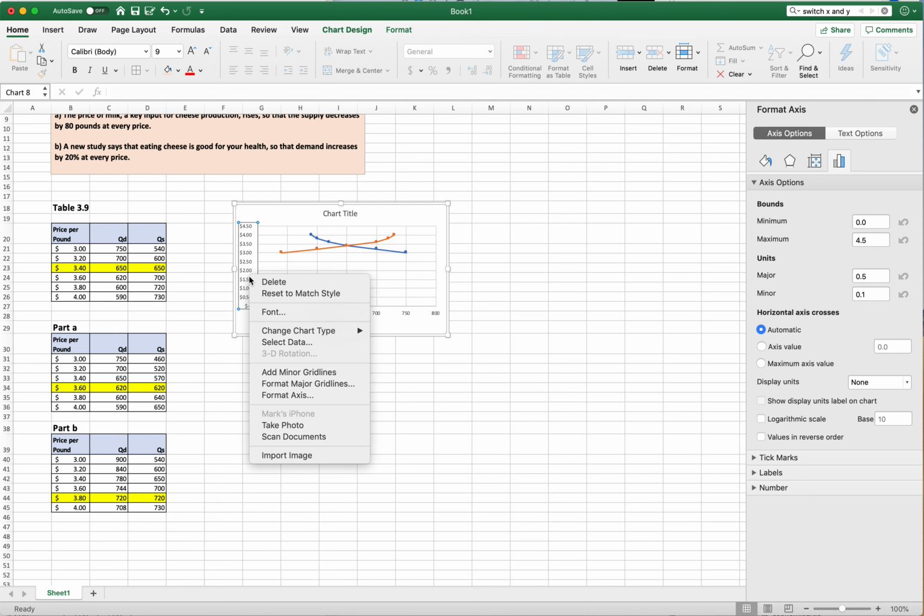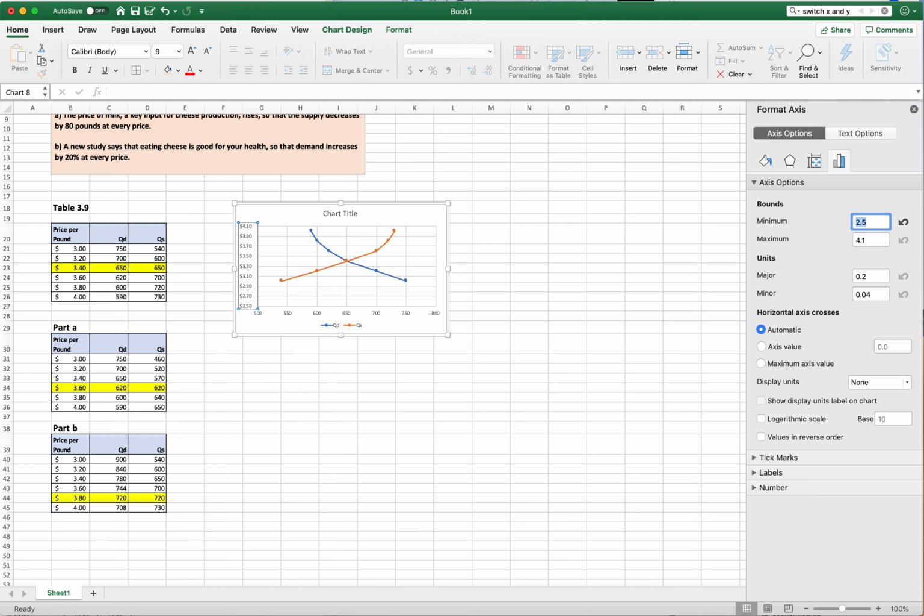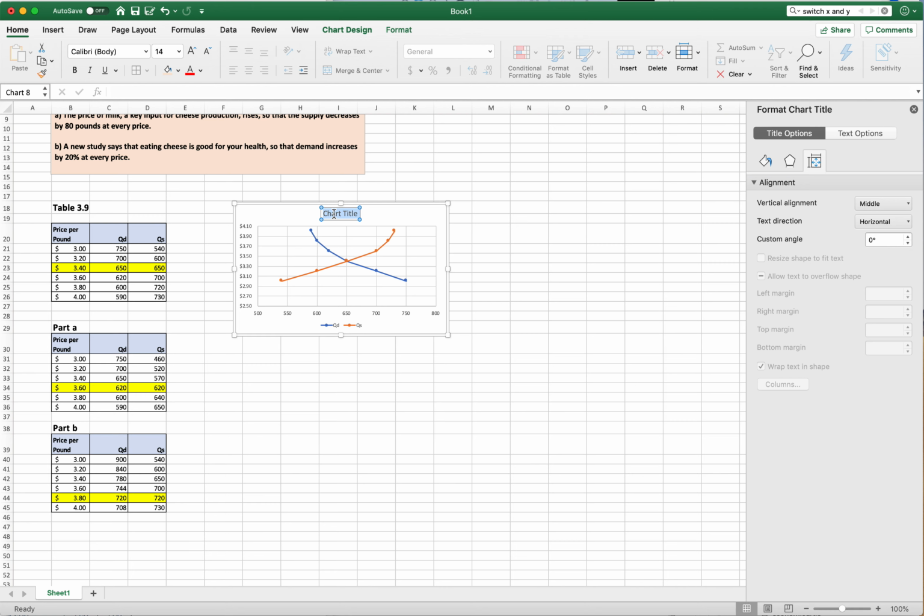What do I want to do? I want to format the axis. And what does that do? I don't want a minimum of 0. I probably want a minimum of 250 seems like a good one. Oh, there I have my chart. And I could call this cheddar cheese supply and demand. And we can call it the base case.